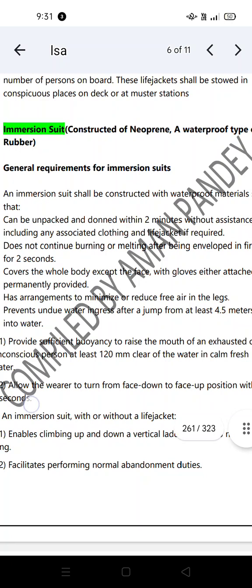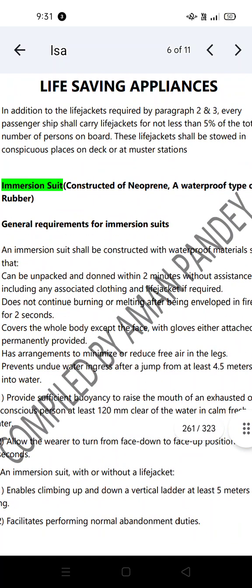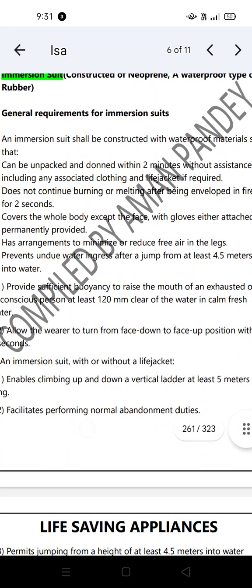Okay, immersion suits. The requirement is that a person should be able to climb 5 meters and jump 4.5 meters and be able to swim and board the vessel. It should be of waterproof material, and it should be worn without clothing, and the body temperature should not fall by more than 2 degrees in 6 hours in water of 5 degrees Celsius. If worn with warm clothing, within 2 hours the temperature should not fall by 2 degrees Celsius in water of 2 degrees Celsius. Another requirement is that it can be unpacked and donned within 2 minutes, and the wearer should be able to do normal abandoning activities.